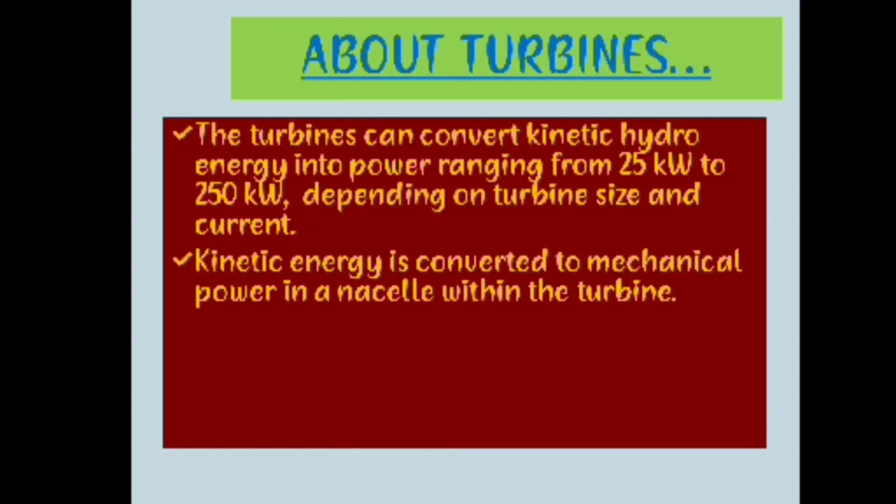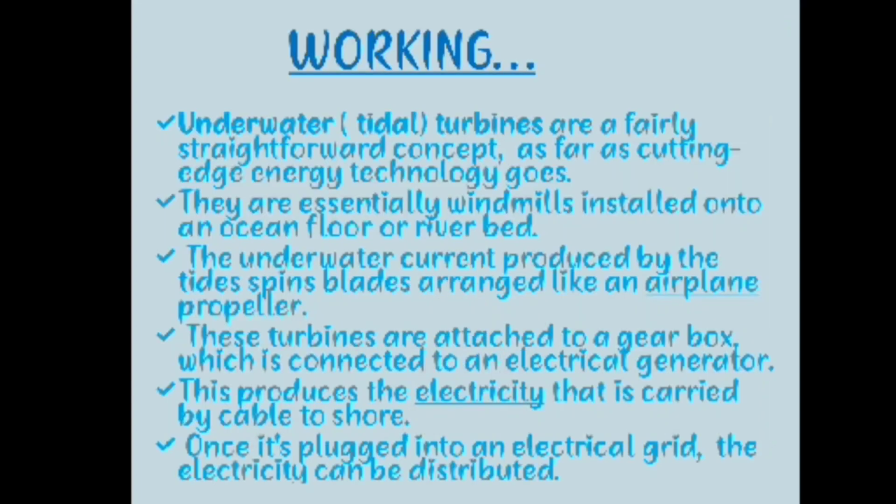The turbines can convert kinetic hydro energy into power ranging from 25 kilowatts to 250 kilowatts depending upon the size of the turbine, as the kinetic energy is converted to mechanical power in the nacelle within the turbine. Coming to the working of this machine, underwater turbines are a fairly straightforward concept as cutting edge energy technologies go. The underwater current produced by the tide spins blades arranged like an airplane propeller. This produces electricity that is carried by cable to shore. Once it is plugged into the electrical grid, the electricity can be distributed.